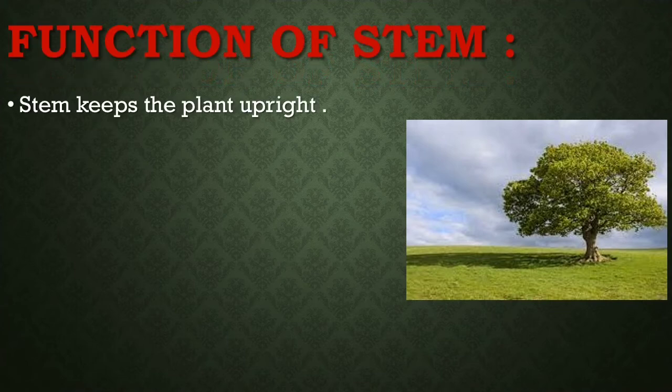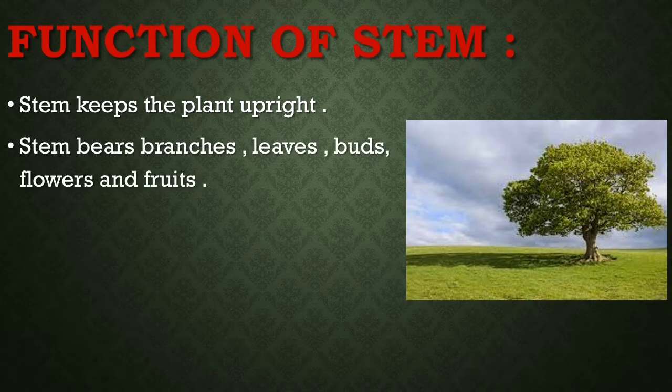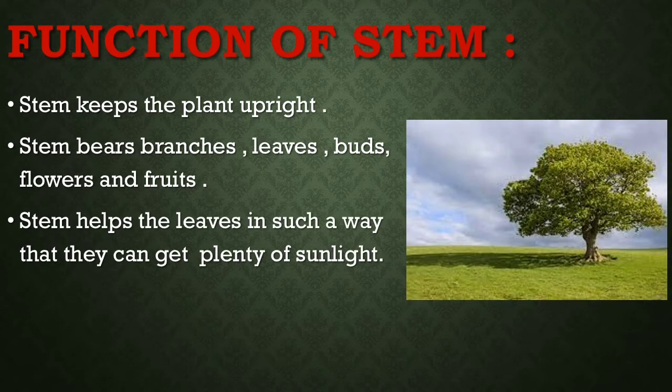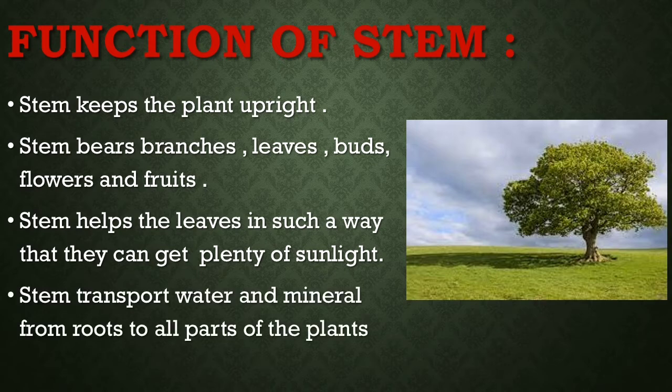Functions of stems. Stem keeps the plant upright. It bears branches, leaves, flowers and fruits. Stem helps the leaves in such a way that they can get plenty of sunlight. Stem transports water and minerals from root to all parts of the plant.